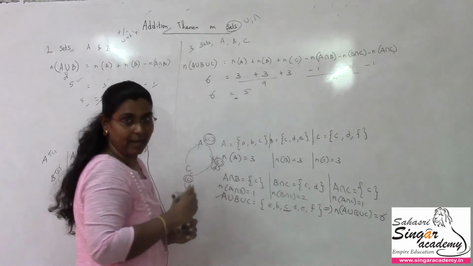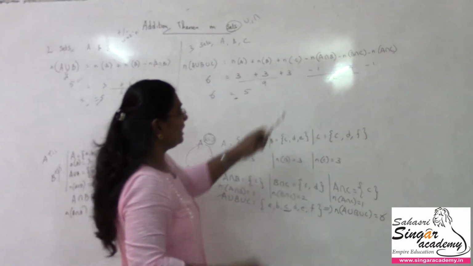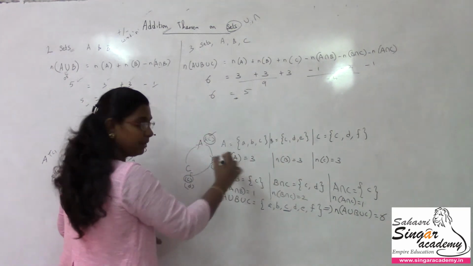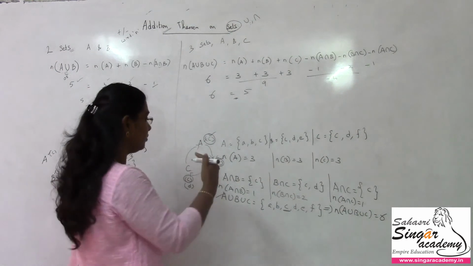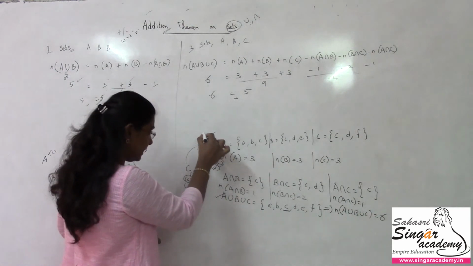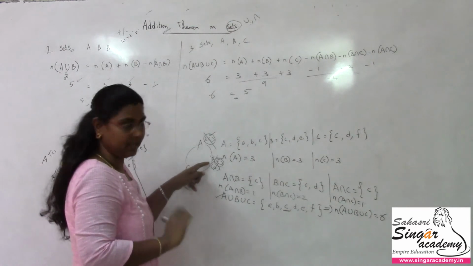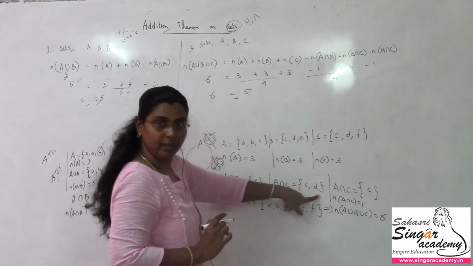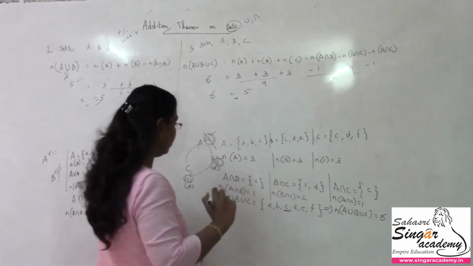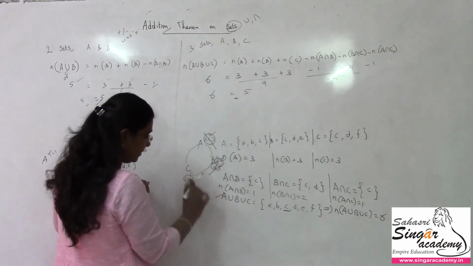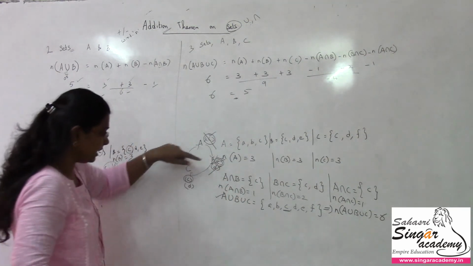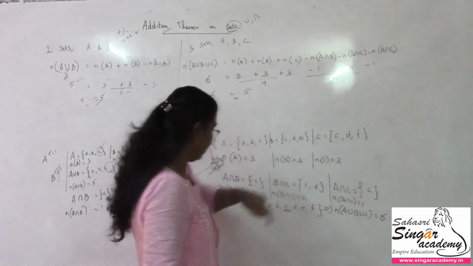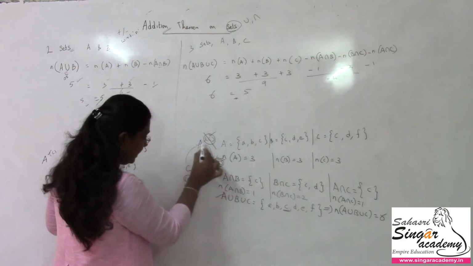The reason it doesn't match is, please have a look. When I take minus N of A intersection B, this C should not appear twice, so I'm removing it once. When I go with B intersection C, which is C and D common, it is appearing two times, so I have to remove it. So let me remove this C and this D with respect to B intersection C. Again, with respect to A intersection C, I have one C here.